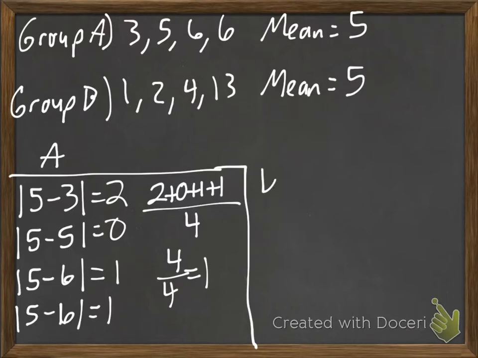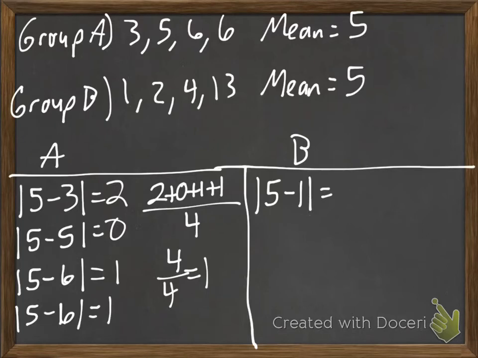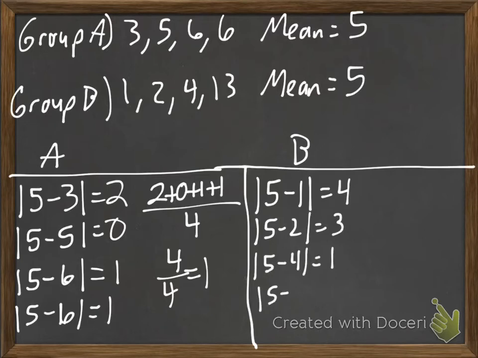Now, when we do it for Group B, though, why did I do that? Let's put the B up here. Give me a little bit more room to work. So we're going to take 5 minus 1, 4. 5 minus 2, which is 3. 5 minus 4, which is 1, and 5 minus 13, which is 8. And now we're going to find the average of that.